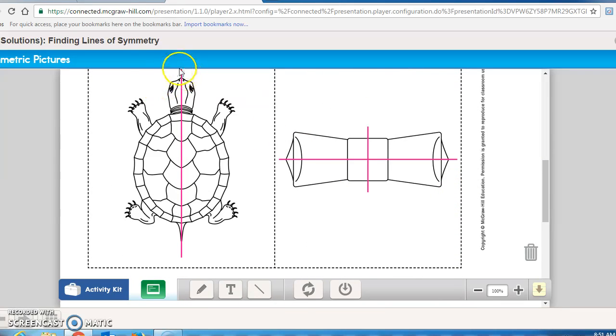Again, with our turtle, the only line of symmetry of the turtle is to cut him right down the middle between the eyes and between the tail. But when we look at this final picture, we could fold and have a line of symmetry going horizontally again, or if we would fold it vertically.